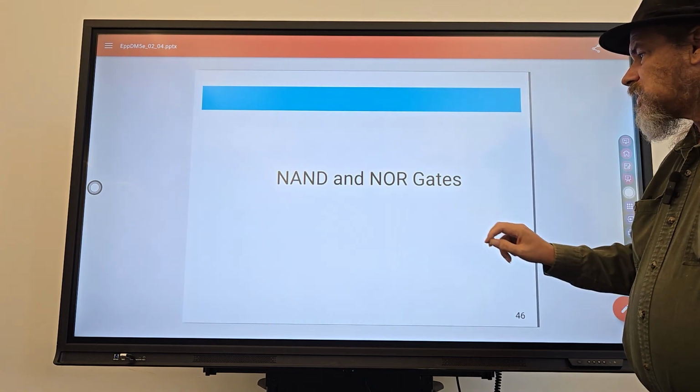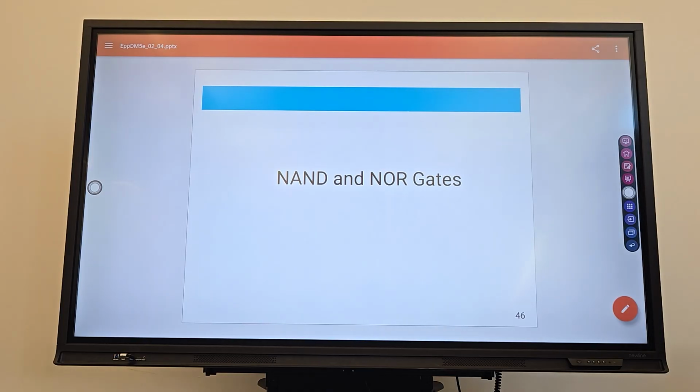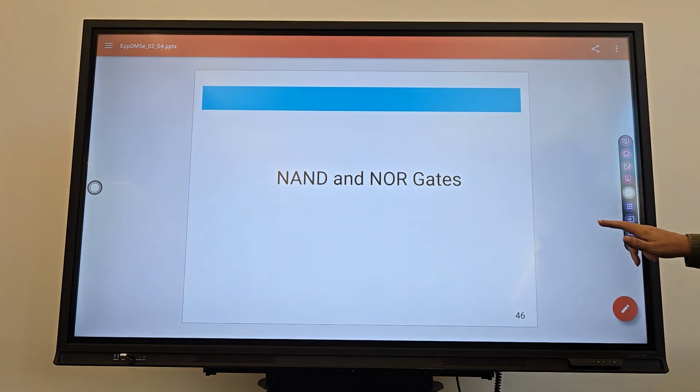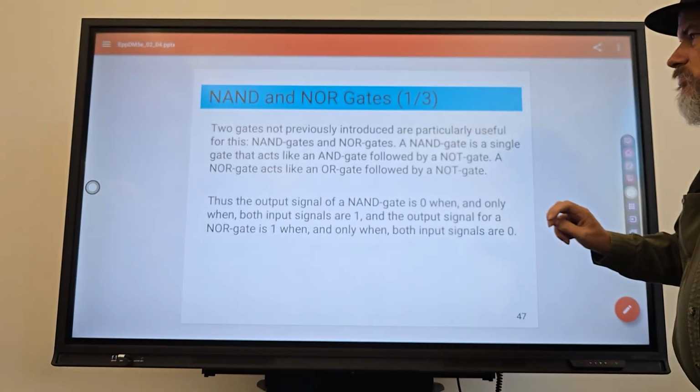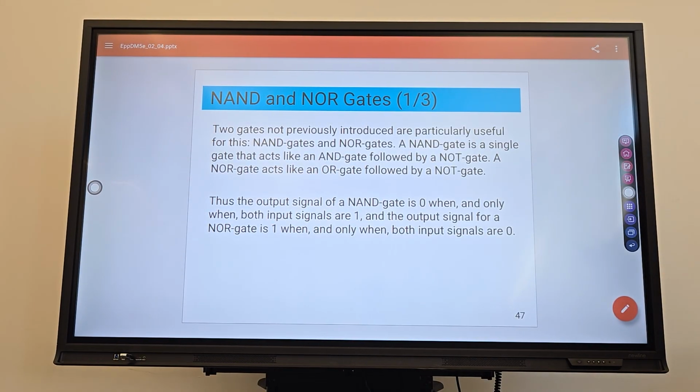NAND and NOR gates. We don't use these much in logic, though they are used in electronics quite frequently. They're useful for a variety of reasons. A NAND gate is a single gate that acts like an AND gate followed by a NOT gate. And a NOR gate acts like an OR gate followed by a NOT gate.